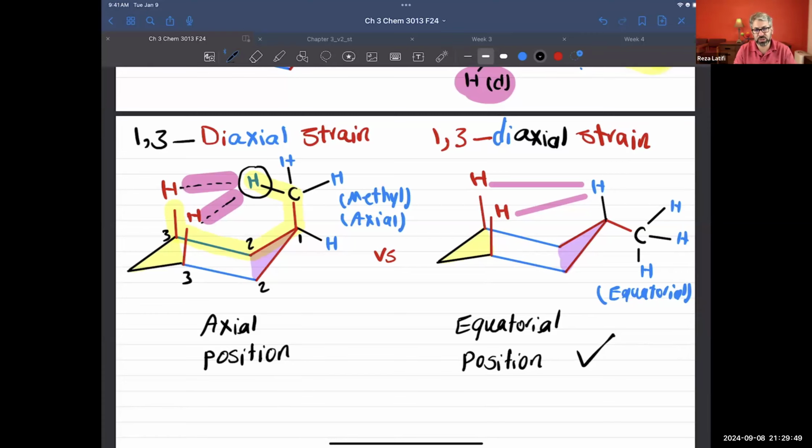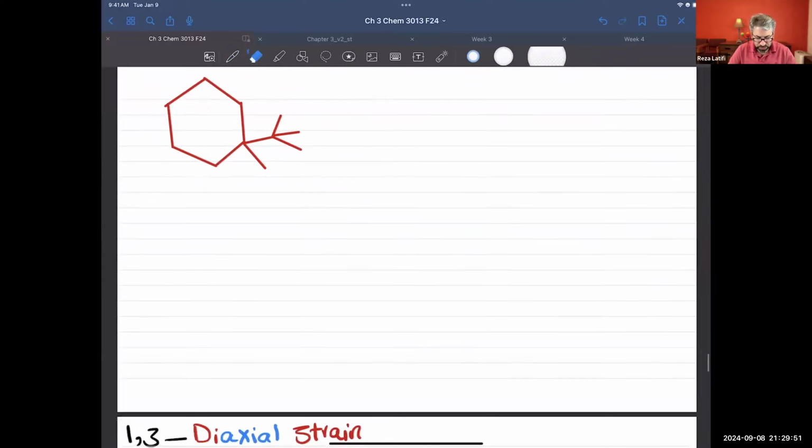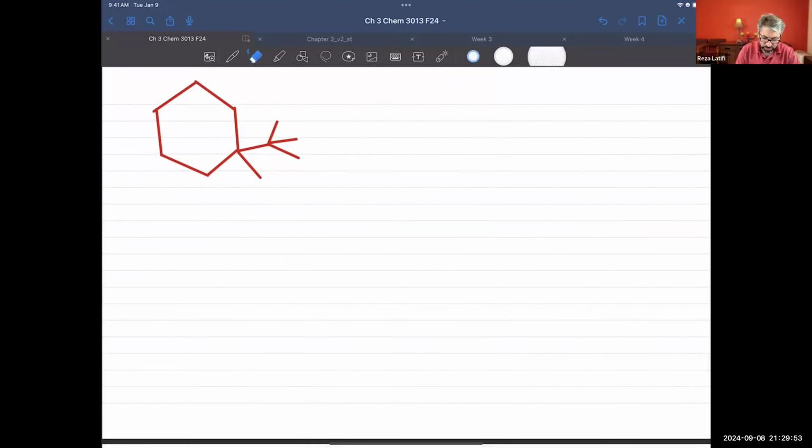diaxial strain. So we have a molecule here, a cyclohexane with these 2 substituents. Let's first name it. I have a methyl substituent and also tert-butyl, and the parent is going to be the ring. Why the ring? Because it has 6 carbons. So the ring is the parent again because it has 6 carbons.